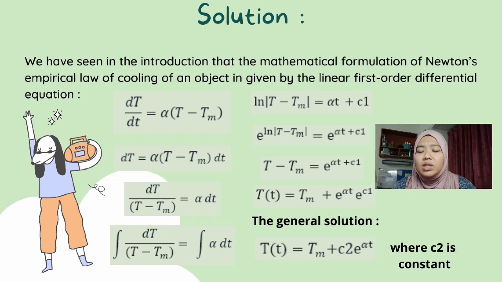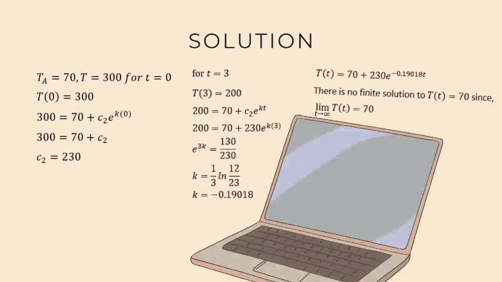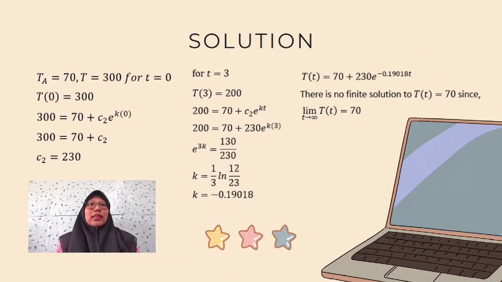Integration of dT divided by T minus Tm equal to integration of A dt. After we simplify, at last we get the general solution: T(t) equal to Tm plus C2 exponent At, where C2 is a constant. For the solution, we use the equation T(t) is equal to Ta plus C2 exponential to the power of Kt, where we know that C2 is the constant.